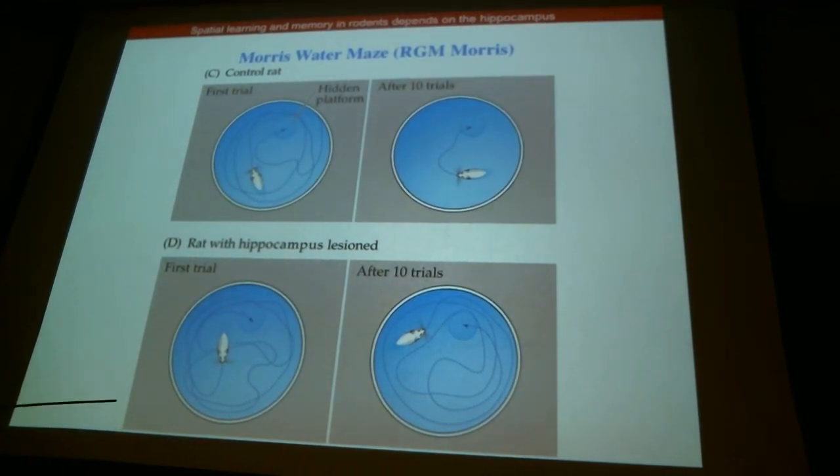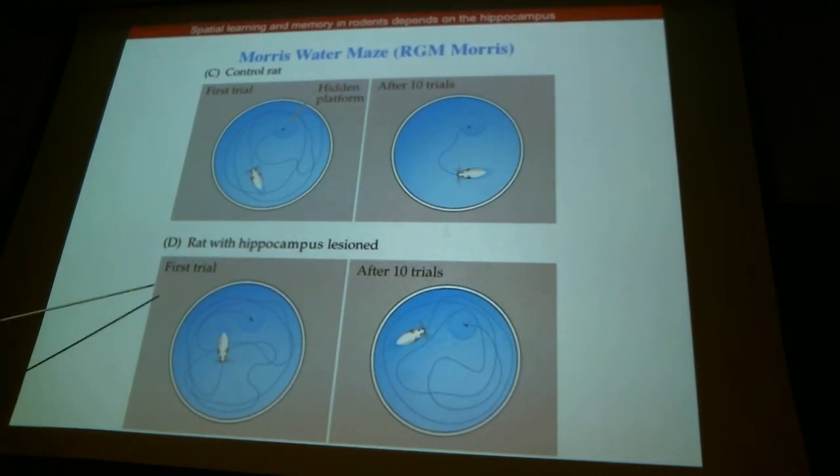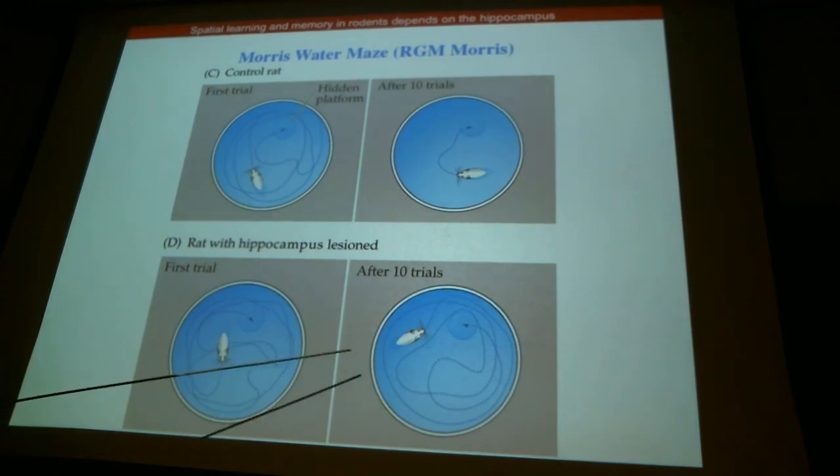If you lesion the hippocampus before this kind of training, it does a normal first trial, which is important, right? Because you have to know that it's not failing just because it's got a motor deficit or can't move its legs. You have to test for all of these things. But it has a very normal first trial, but it hasn't learned. After 10 trials, it's still swimming around randomly, trying to find the platform.